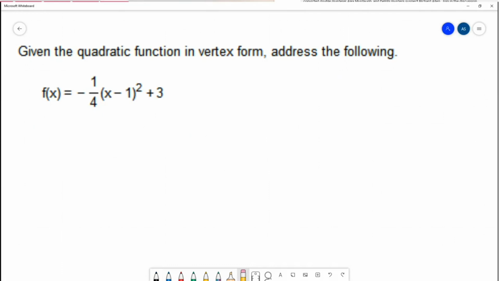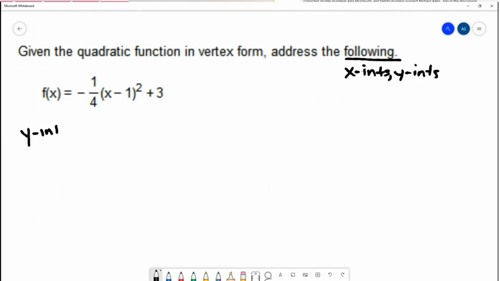For this question, we're given a quadratic function f of x equals negative 1/4 (x minus 1) squared plus 3. This is a quadratic function in vertex form. And it says address the following. Well, the following is that we want to find the x-intercepts and the y-intercepts of this quadratic function. So we're going to start with the y-intercepts. They tend to be a little bit easier to find.